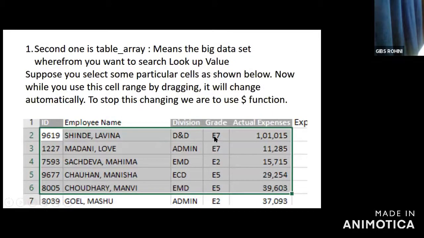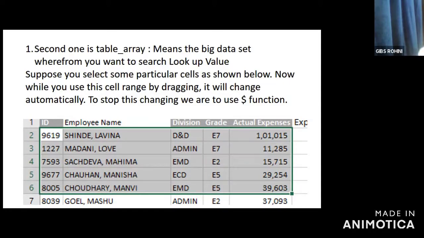For example, I have a data set where the data are like this. Now here another thing we want to mention, that table array means the big data from where you want to search the lookup value. Suppose you select some particular cell range as shown below, and while you use this cell range by dragging, it will change automatically.